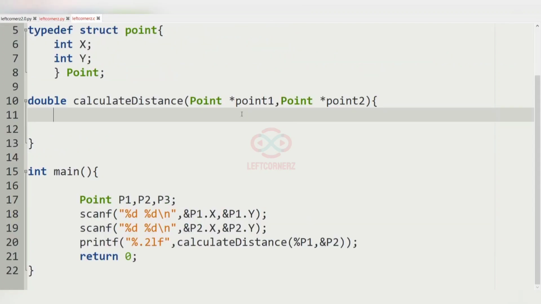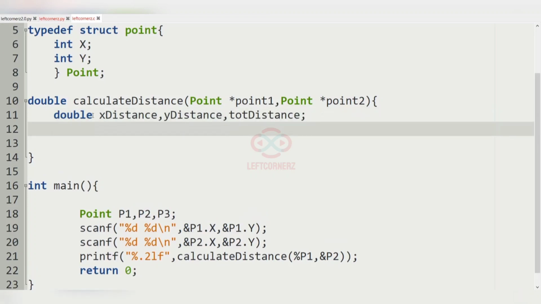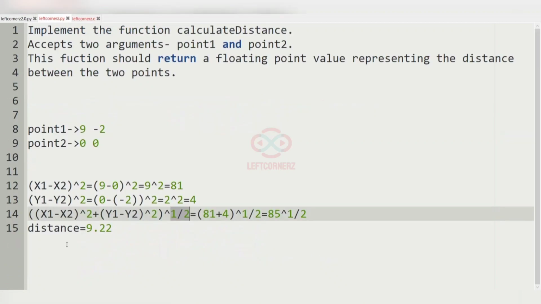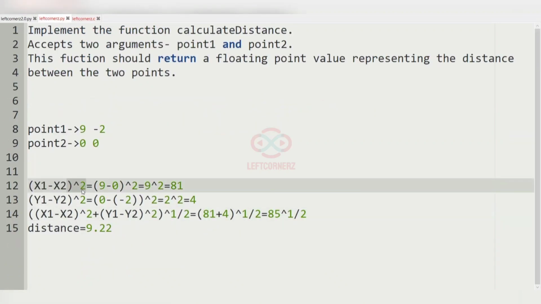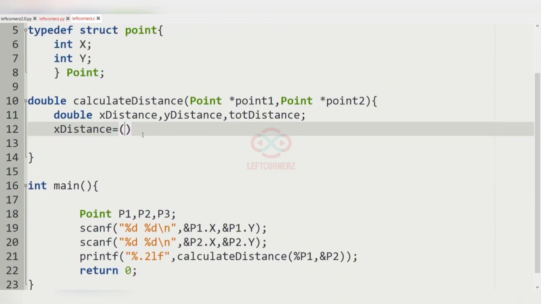Now let us implement our logic in C programming language. Now let us define the function calculate distance. Inside this, let us have a double variable x distance, comma, y distance, comma, total distance. First, we have to calculate the x distance. X distance is nothing but x1 minus x2 the whole square. So x1 of point 1 times x2 of point 2, for raised to the square.